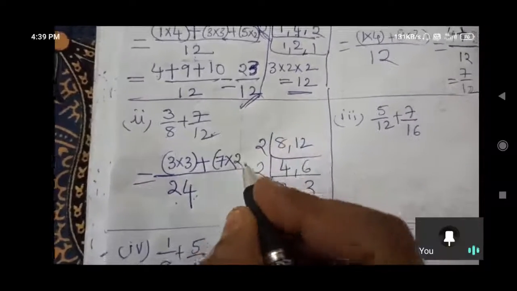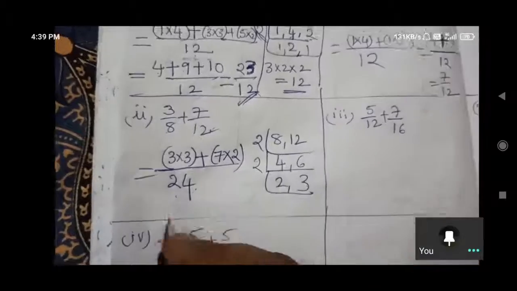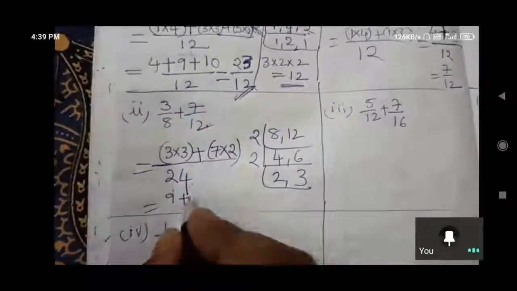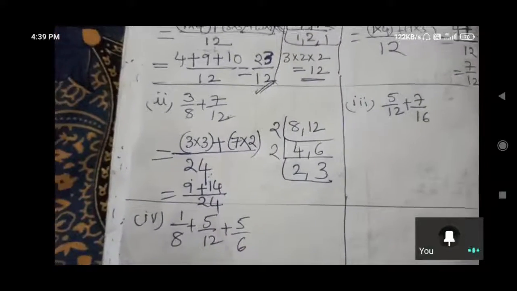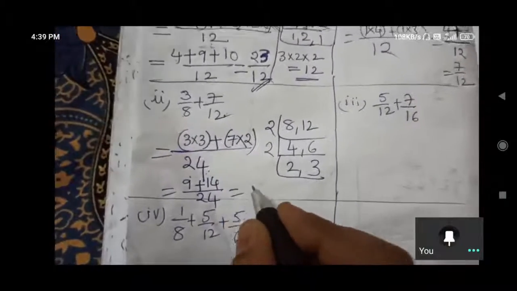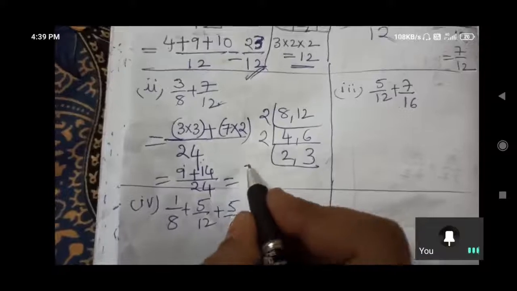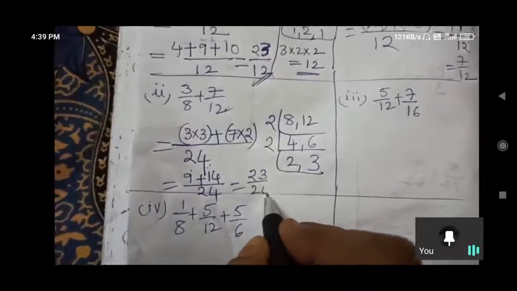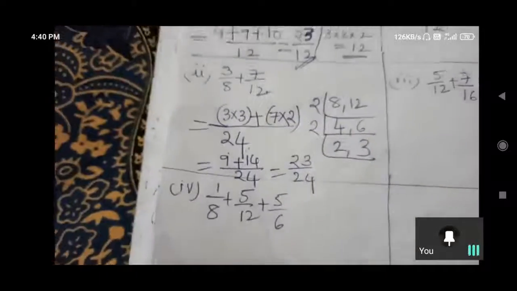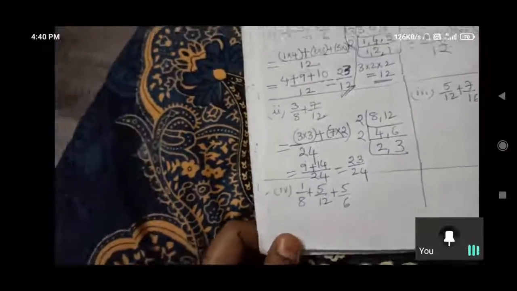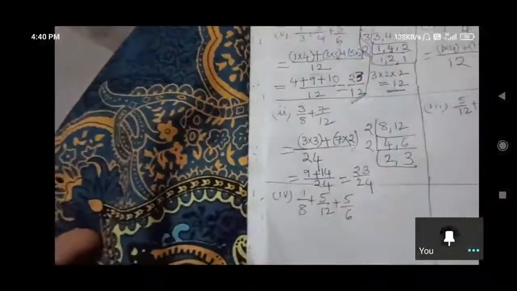So 2. Okay na? So 9 plus 14. Practice more problems a little slowly, then you will get it clearly. So here what is the answer? 23 again, 23 by 24 only we will get. Here 14 plus 9, 23 by 24 is the answer. So like that we'll do.